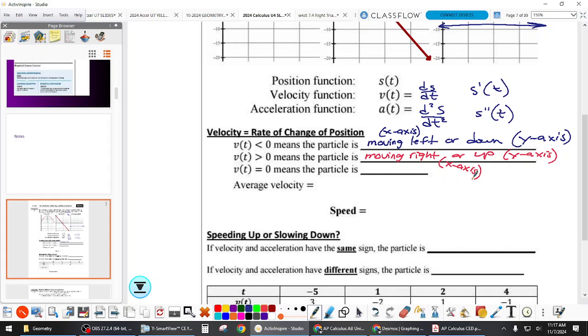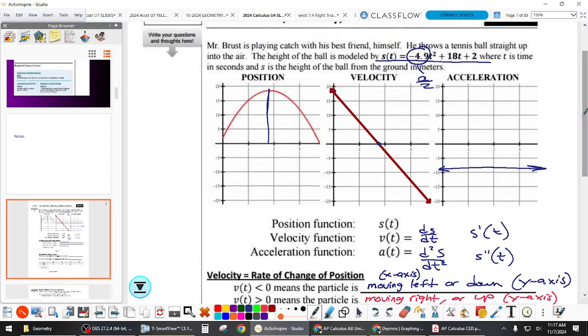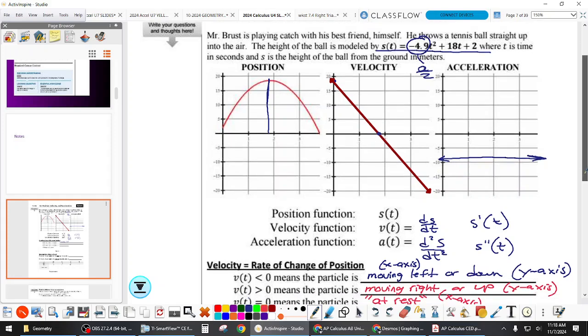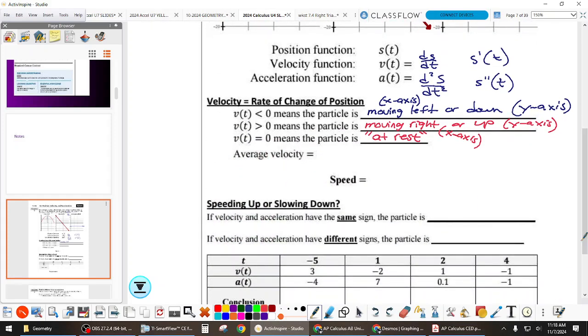Velocity of 0 means what? Not necessarily an inflection, but at rest. So look for words that communicate things like it stopped. So on our ball toss up, where is the velocity 0? Well, we already said it's at the top where it changes direction. That would be a y-axis problem.